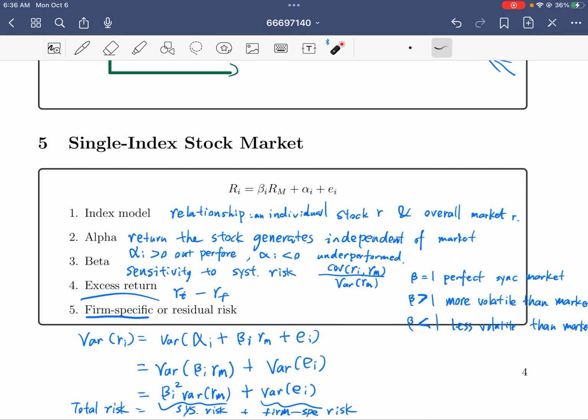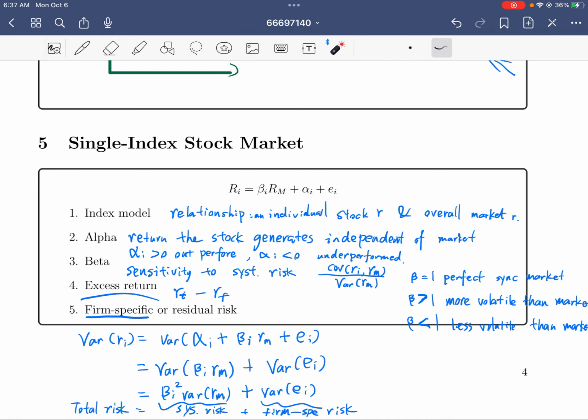Then we talk about the single index stock market model. In this model, we have Ri, which is the return of an individual stock. The beta is the sensitivity of an individual stock to the market. The alpha here is the return of the stock generated independent of the market.